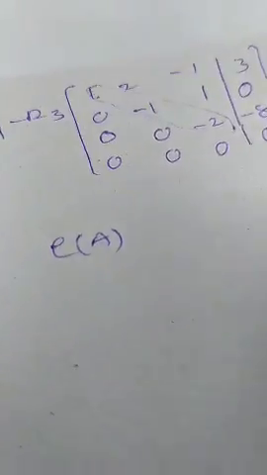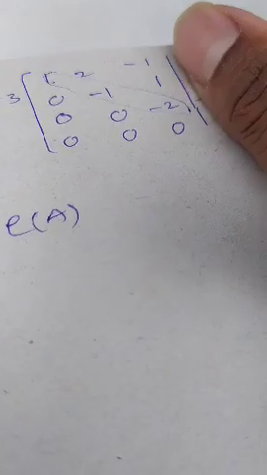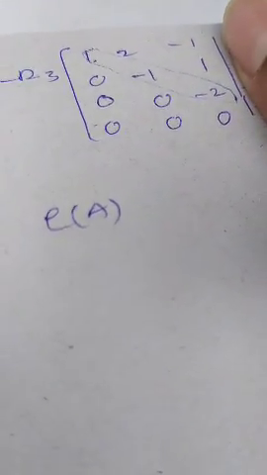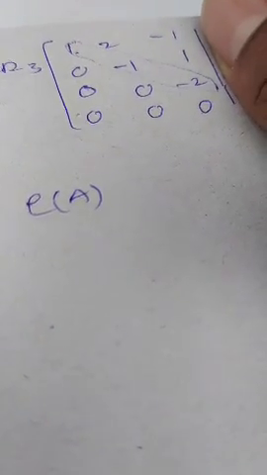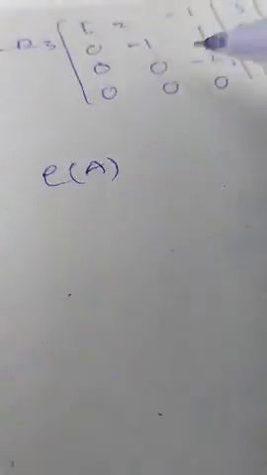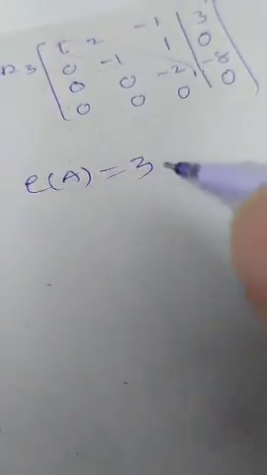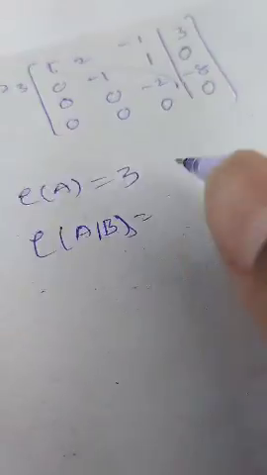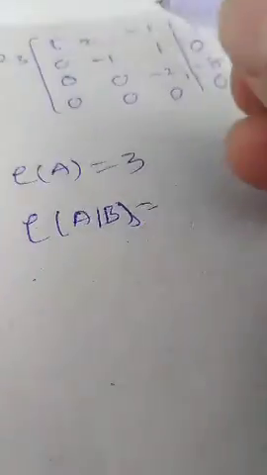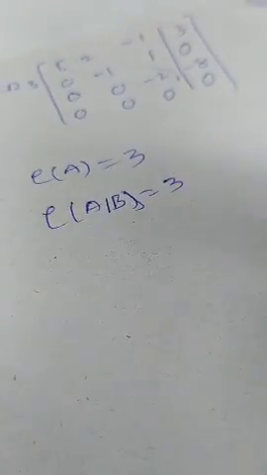Now to find the rank of A, take the A matrix here; this is in row echelon form. Count the non-zero rows: 1, 2, 3. So 3 is the rank of A. For rank of [A|B], the augmented matrix means you have to consider the total matrix. The number of non-zero rows is 1, 2, 3 only. So rank of A and rank of [A|B] are equal, which means the system is consistent.